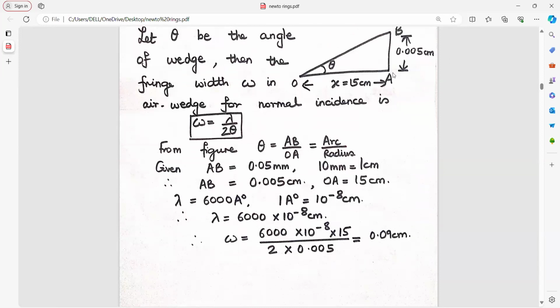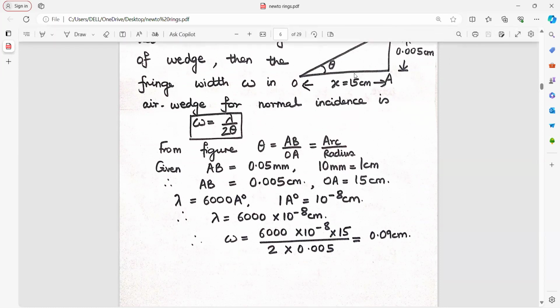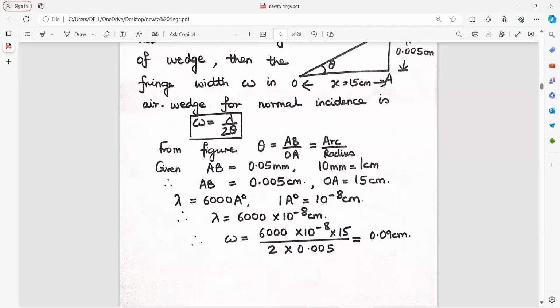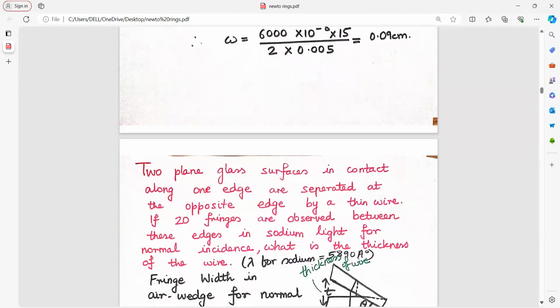Now look at this figure. We will use the formula tan theta, or you use angle is equal to arc upon radius. So it becomes AB upon OA. AB is 0.05 mm, that is 0.005 centimeter, and this 15 centimeter has been given to you. Lambda is 6000 angstrom. Change it into centimeters. First unify the units and then just put the values.